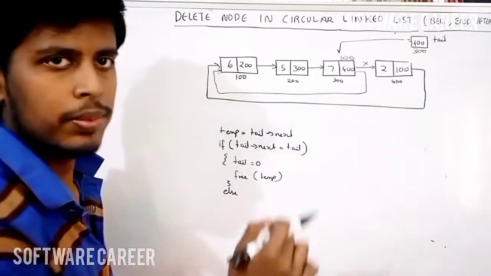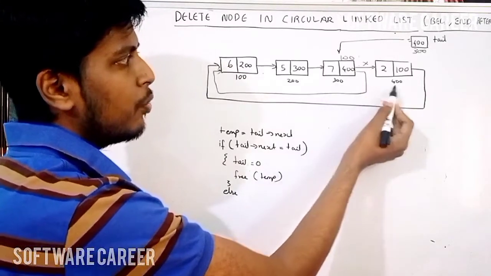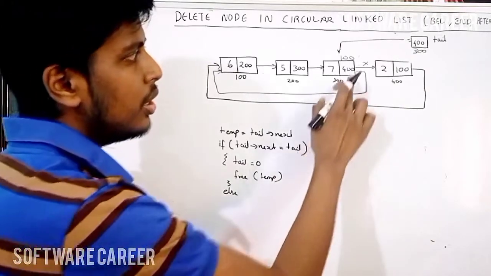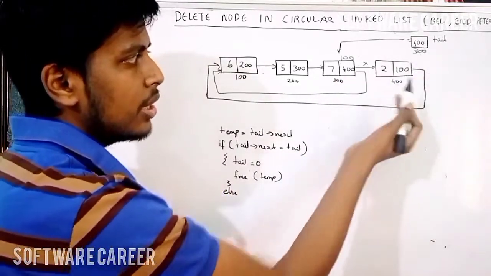So how to remove it? There should be a pointer pointing to this node, but this 400 was stored here, and it is updated to 100. So you can't access this node. And the tail pointer is also updated to 300. So you can't access this node.